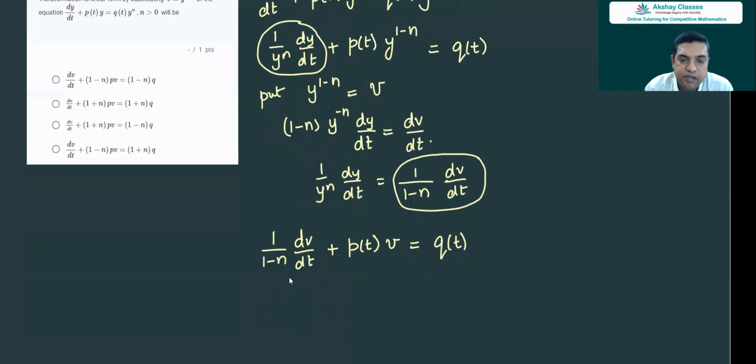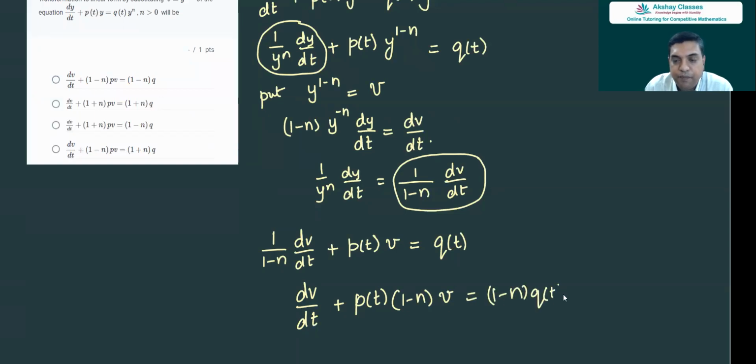So the transformed equation is dv by dt plus p of t into 1 minus n times v is equal to 1 minus n times q. So what we observe in this equation, the options with 1 plus n are all wrong. Both should be 1 minus n. Of course, seeing this, you could directly say it, but just putting the steps. So this is the transformation.